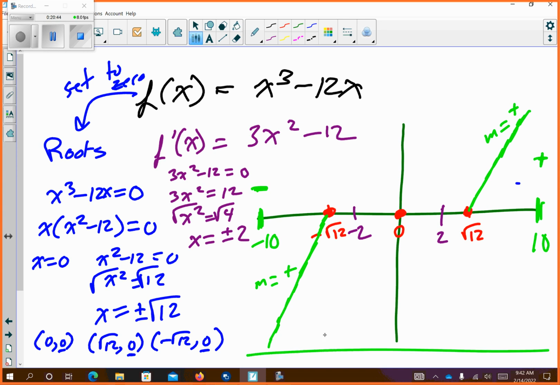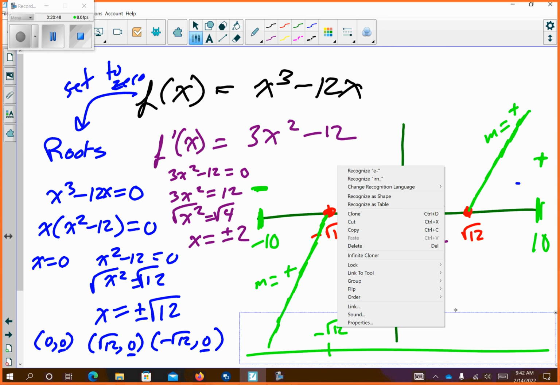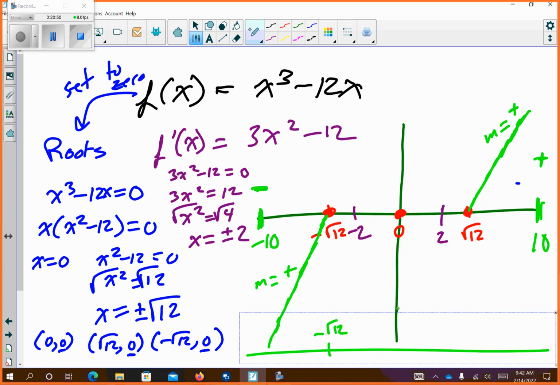let's do this. Oops, go away. I knew that was going to happen. So right now I know I have a positive over here. Let's do that in black. And I have a positive over here. That's just the slope of our tangent line.